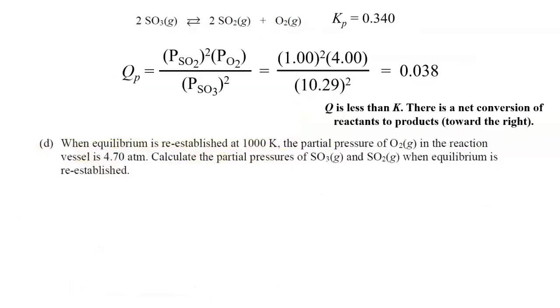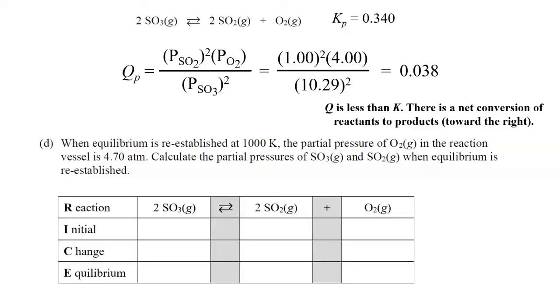Let's take a look at part D. It says when equilibrium is reestablished at 1,000 kelvins, the partial pressure of O2 in the reaction vessel is 4.70 atmospheres. So yes, it did increase. Calculate the partial pressures of SO3 and SO2 when equilibrium is reestablished. Are we going to make a Rice table? Yes, just like in question 8 and 9.